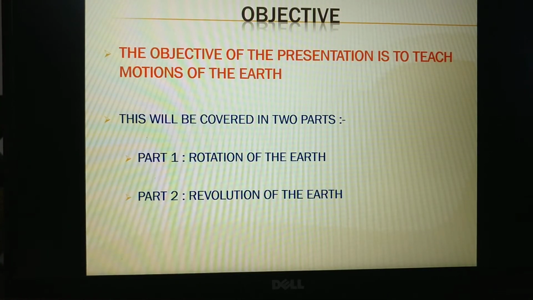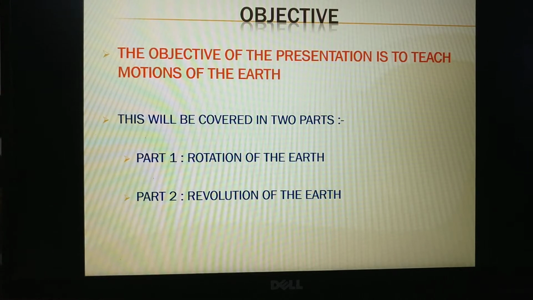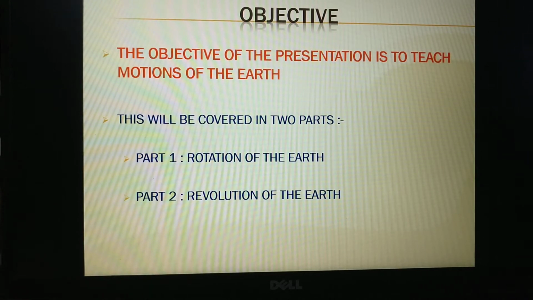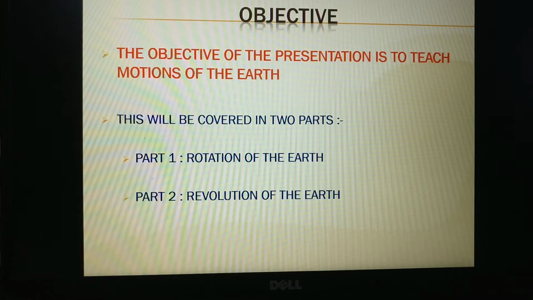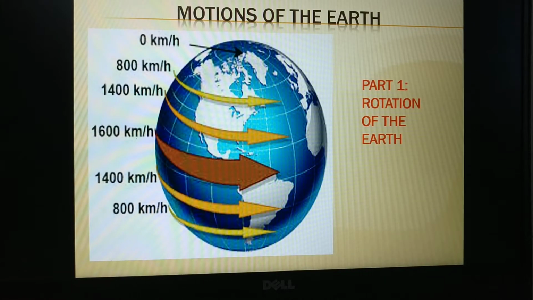Objective. The objective of the chapter is to teach motions of the earth. This will be covered in two parts. Part 1, rotation of the earth. Part 2, revolution of the earth. Part 1, rotation of the earth.